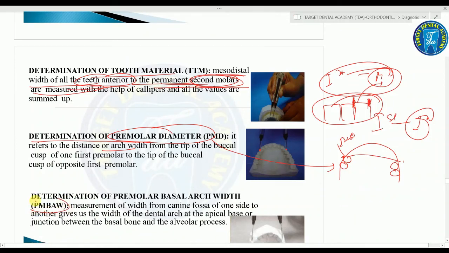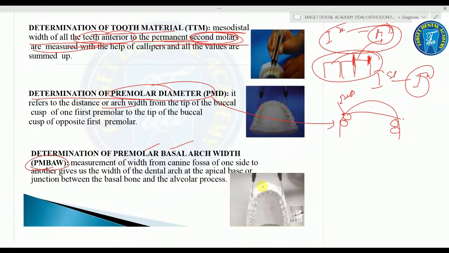Next is the PMBAW. We usually measure the PMBAW with the help of a divider. You open the divider and place the two ends of the divider into the canine fossa. You can feel there is a depression over the canine. So put these two points of the divider in that canine fossa and measure this width.